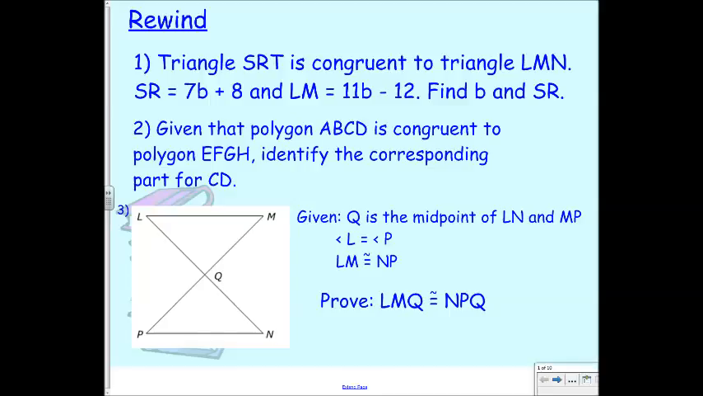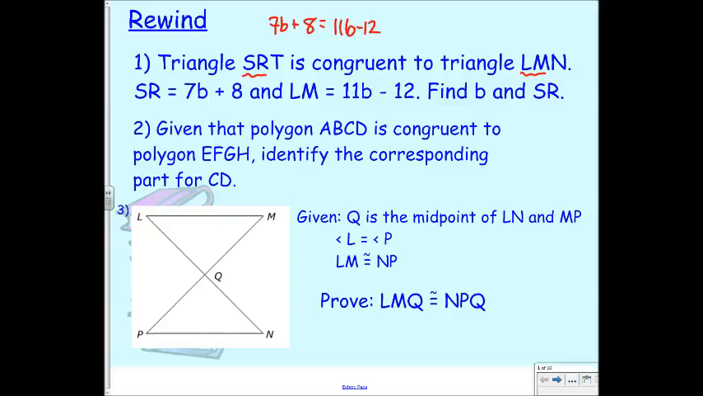SR is equal to 7B plus 8, and LM is equal to 11B minus 12. So how would we find B and SR? Well, since SR and LM are in corresponding spots in those triangles, and you know that because they're in the same spot in the name of the triangle, you can say that SR is congruent to LM. So I would say 7B plus 8 is equal to 11B minus 12.